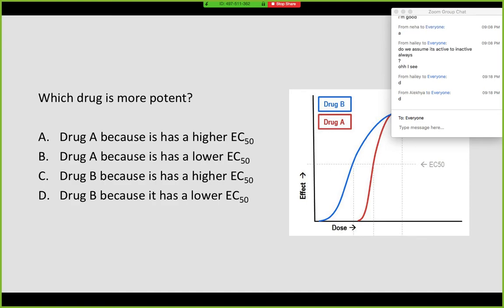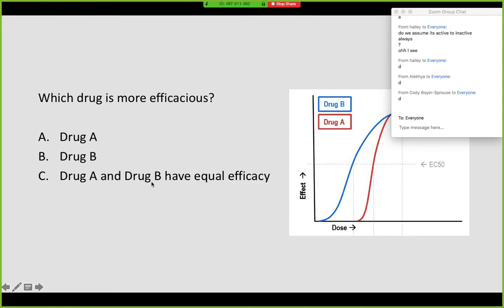Right. Yep, you guys are correct. Right, so drug B is more potent because it has a lower EC50. So ignore that. I'm just going to skip past that because I mislabeled the answer. So I'll correct these few mistakes I have here before I upload the answer version.